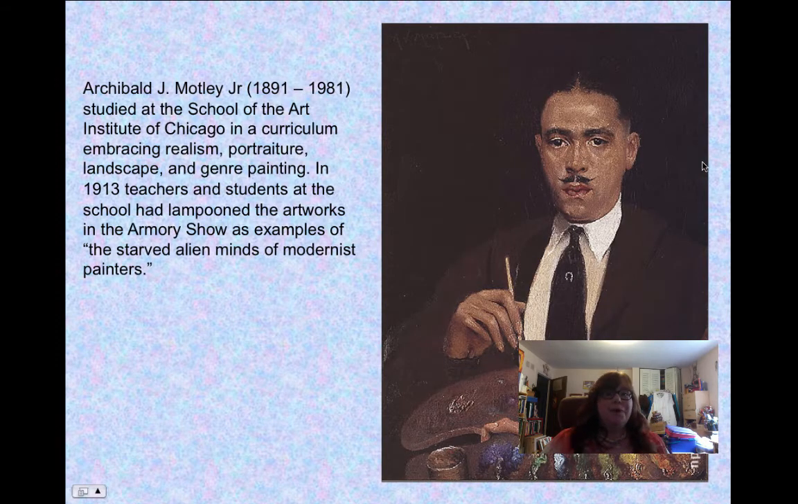And then Archibald Motley studied at the School of the Art Institute of Chicago in a curriculum that embraced realism, portraiture, landscape, and genre painting. And in 1913, these students saw the work that was at the Armory Show that I mentioned earlier, and they made fun of them as examples of the starved alien minds of modernist painters. And I'm sure Archibald Motley did not foresee that he himself would take on some more modernist twists to his work.